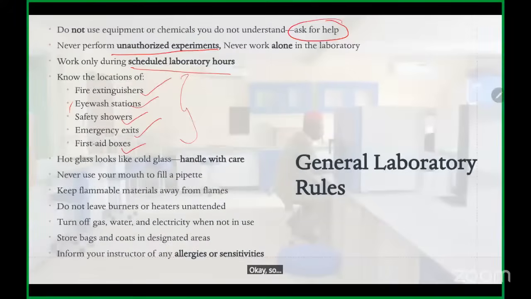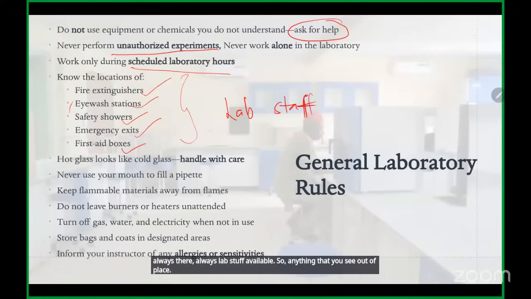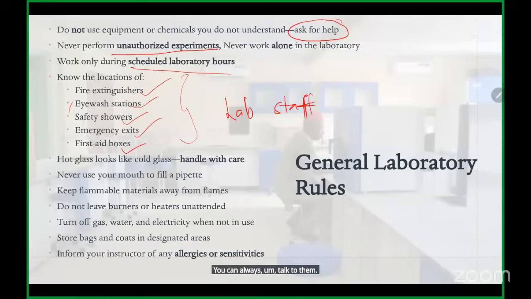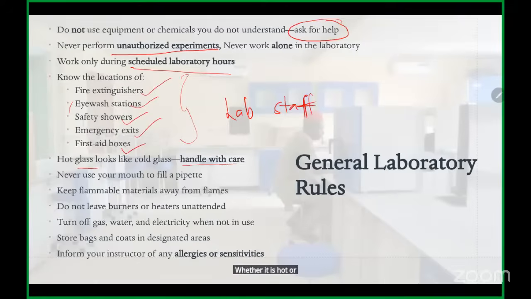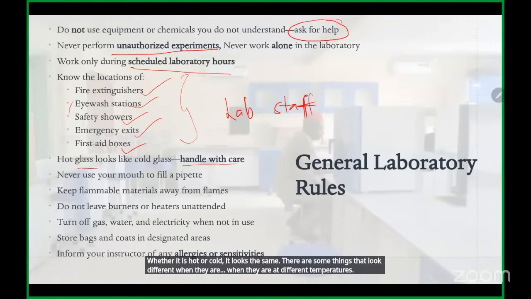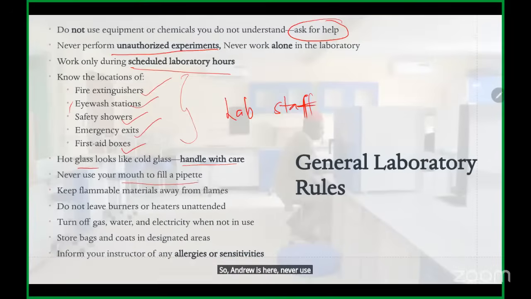Please, each lab has this. I don't expect you to go and handle them. There are always lab staff available. So anything that you see out of place, you can always talk to them. When you handle glass, especially hot glass, handle it with care, because whether it is hot or cold, it looks the same. There are some things that look different when they are at different temperatures. So handle with care. Never use your mouth to pipette.